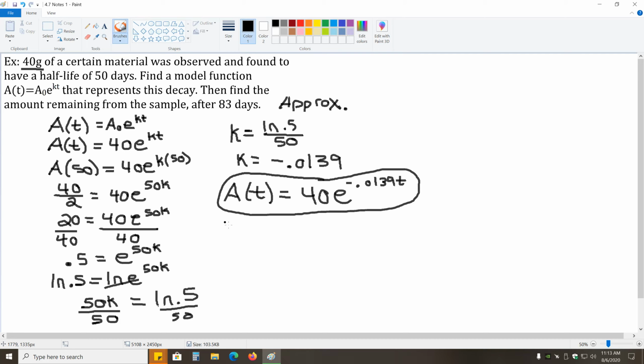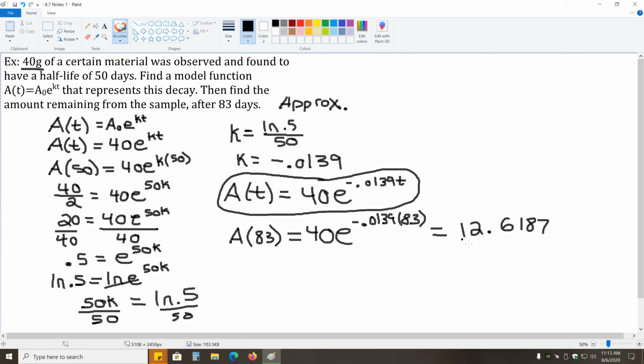Okay, so now to find how much is remaining after 83 days, we just have to plug 83 in for t, which gives us 40 e to the negative 0.0139 times 83, which when we do this would give us 12.6187. Now, for when I teach, this is perfectly acceptable to me. These types of problems, there's so much rounding going on. I'm okay with this. But in general, for most math courses, this would not be an acceptable answer because this has introduced rounding error. You should never round until the last step of the problem.